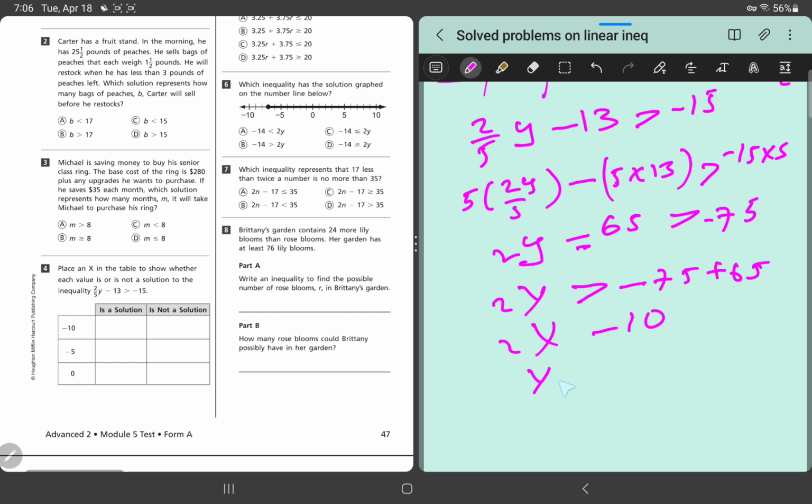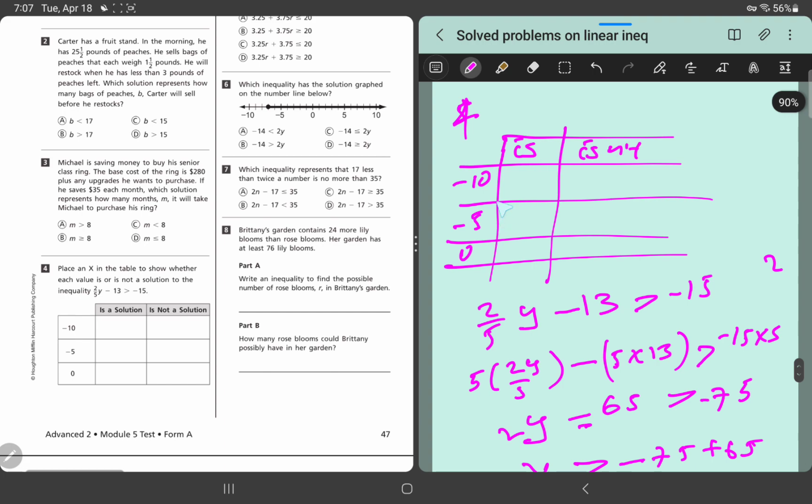Your y is what? When you divide the inequality 2y is greater than minus 10 by 2 on both sides, this is y greater than 10 divided by minus 5. So y must be greater than minus 5. So when we come to the table, is minus 10 a solution? Minus 10 is not greater than minus 5, so this is not a solution.